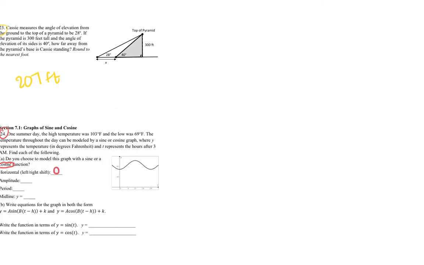Okay, so it's asking us to find the amplitude, and we know that our amplitude is going to be the distance from our midline to a peak or a valley. And we know that this bottom part, it says that our low was 69, so this is going to be 69 here, and up here, our high is going to be 103. So the difference between 69 and 103 is going to be 34. So half of that is going to be 17. So we know our amplitude is going to be 17.